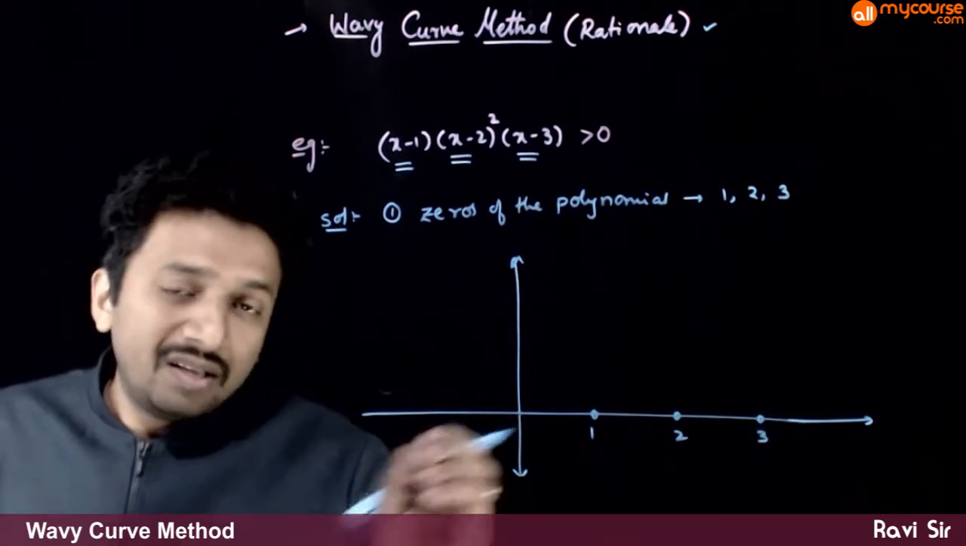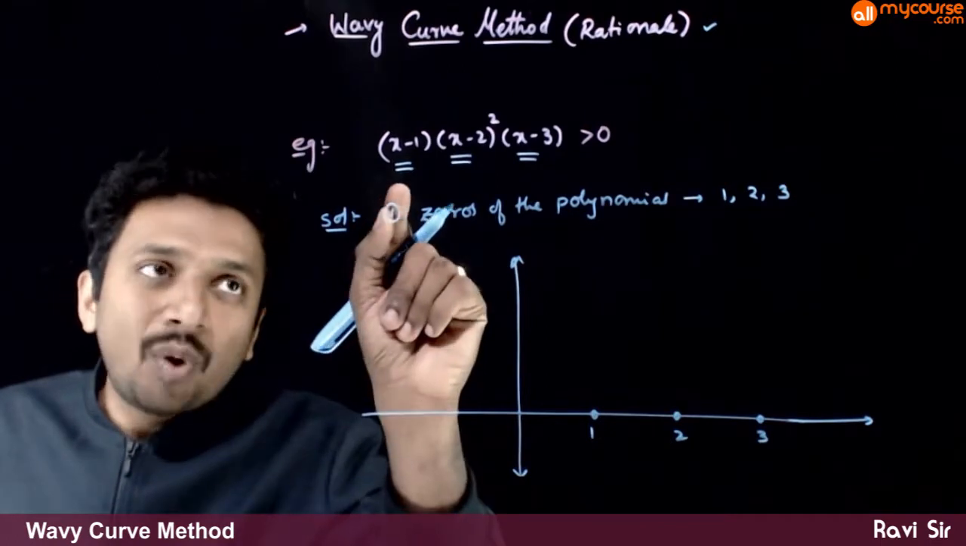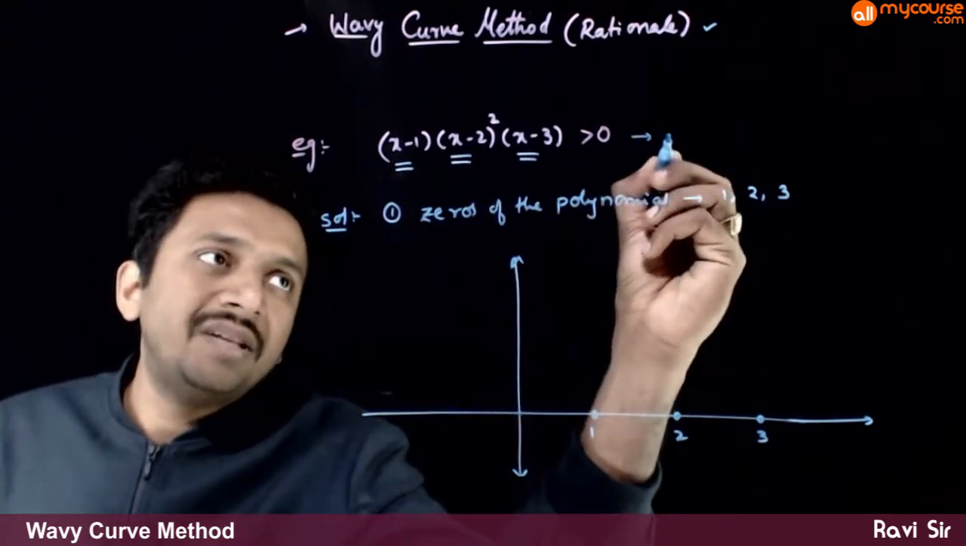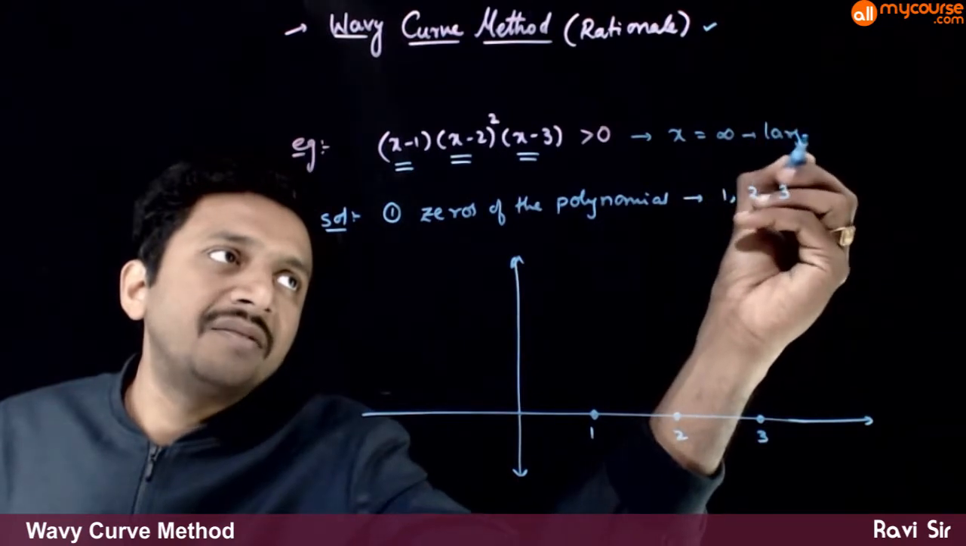Now, the question is, how does this cut? Let us see what is happening at x is equal to infinity. If x is equal to infinity, that is a very large number.